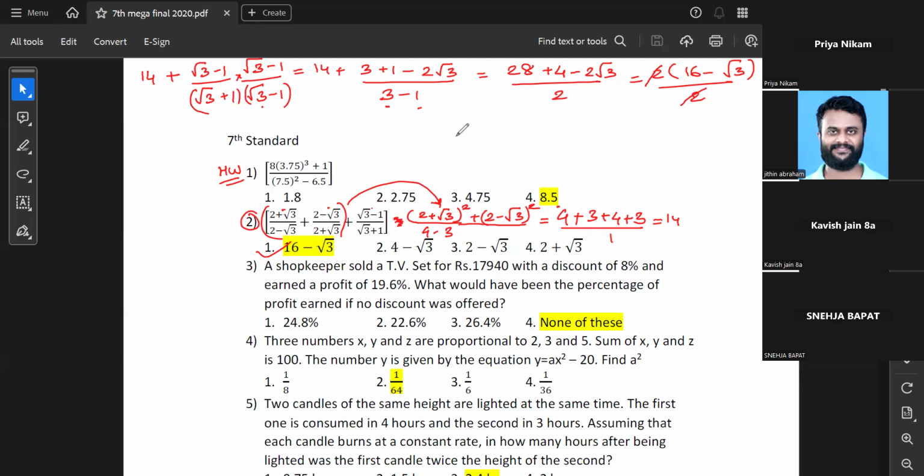Priya, you have raised your hand. Do you have a doubt? Yes, sir. Is it related to the same sum? Yes, sir. Same, sir. Please ask.